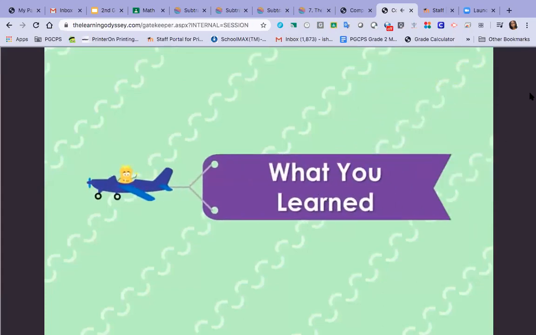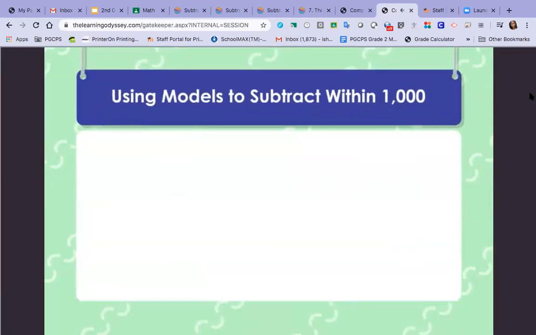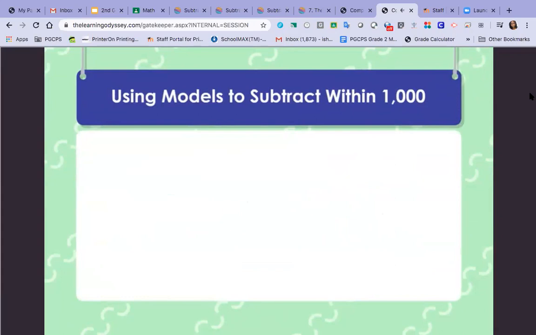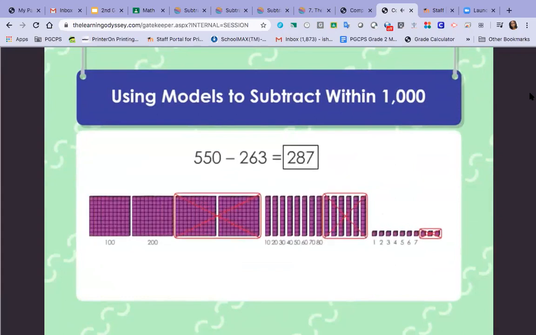Great. Let's take a look at what you learned. Today, you learned about using models to subtract within 1,000. You can solve a subtraction problem using a number line. You can also solve a subtraction problem using base 10 blocks.